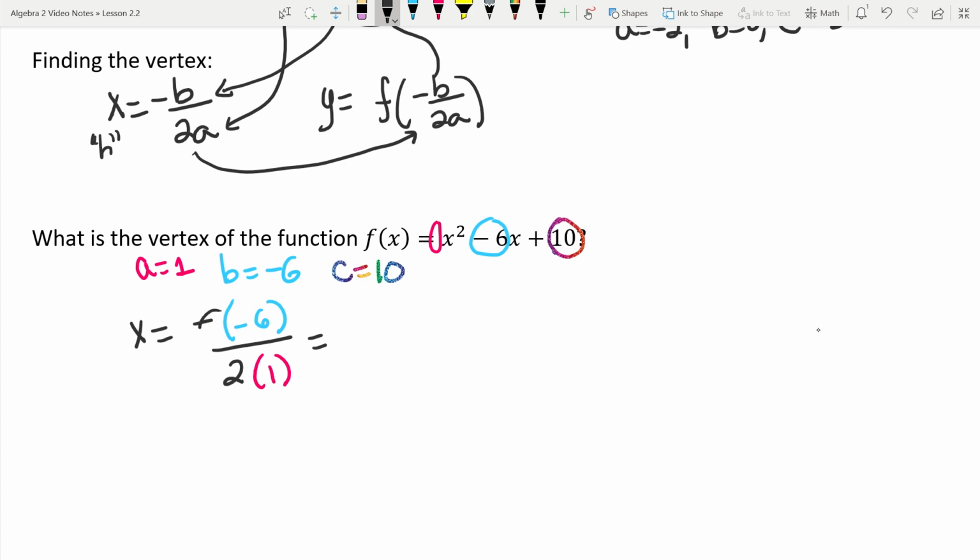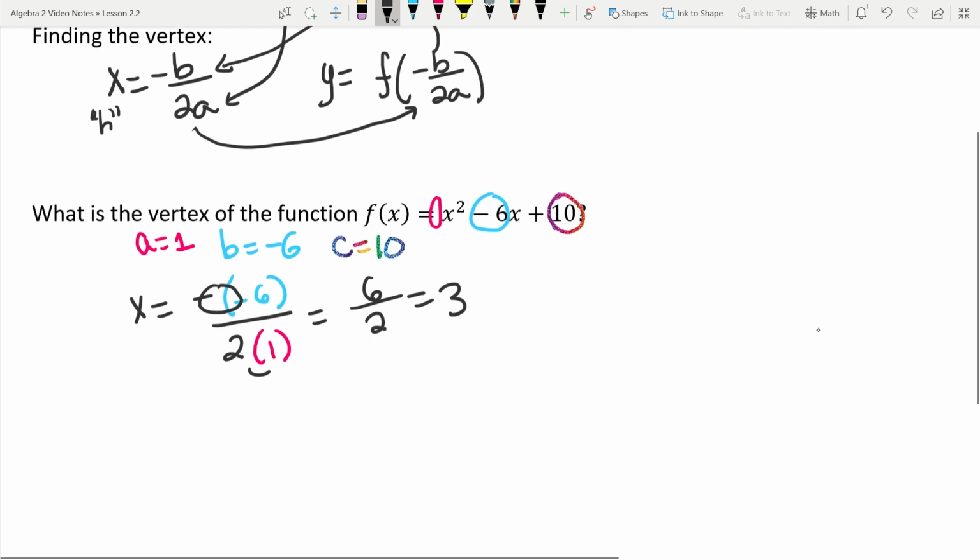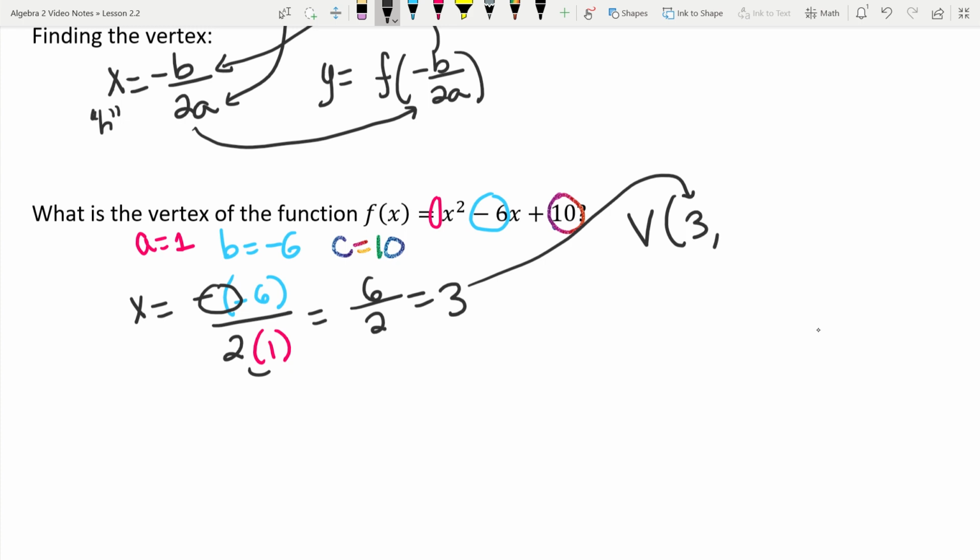So now we got two negatives make a positive. So we got positive 6 divided by 2 times 1 is 2. So we got 6 over 2, which is 3. So x is equal to 3. So this is the x coordinate of the vertex. So now we need the y coordinate. So to get the y coordinate, we're going to plug this into the function. So f of 3, which means we're really plugging it in to x here and here. Okay, so we're plugging that in.